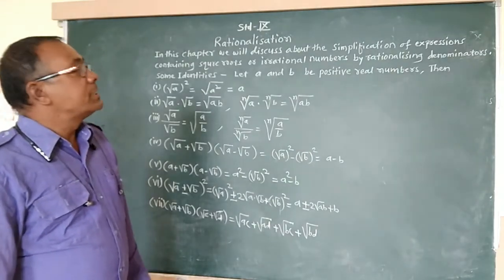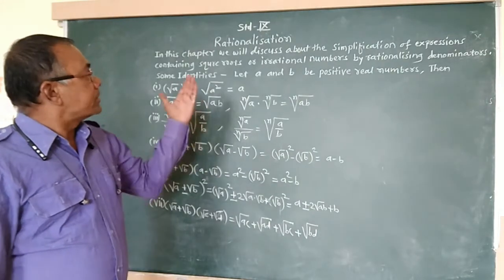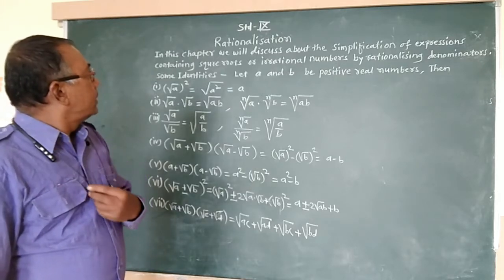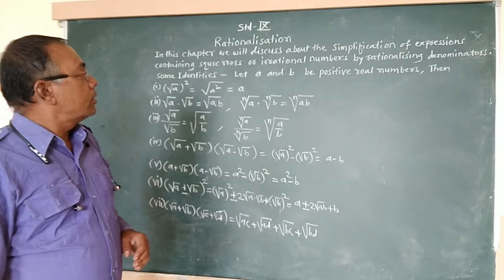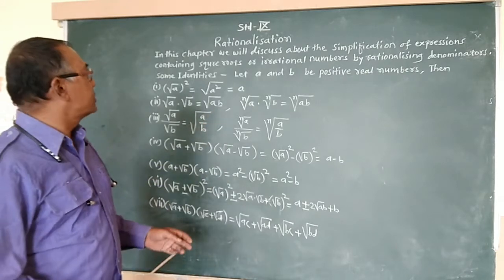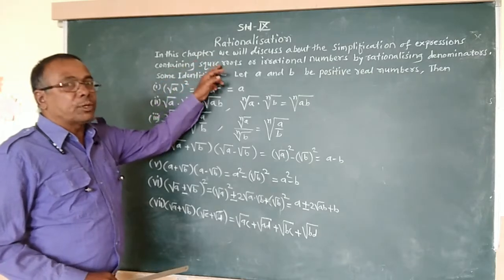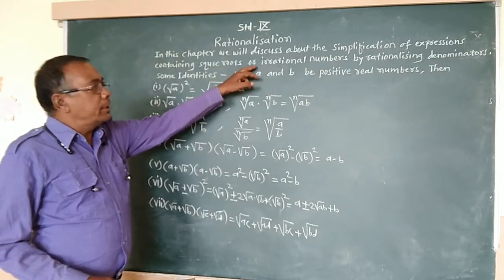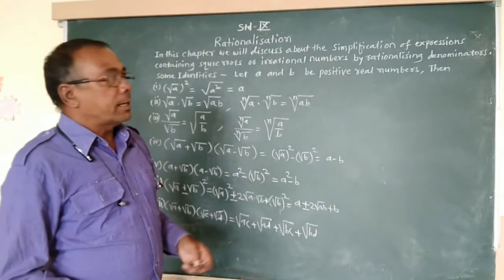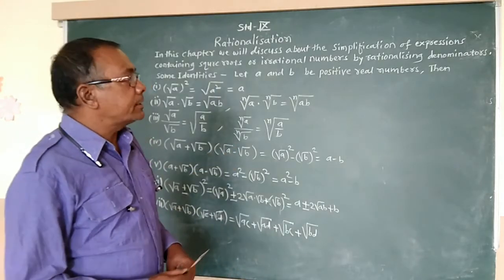Now we will see about rationalization. In this chapter we will study the simplification of expressions containing square roots or irrational numbers by rationalizing the denominators.